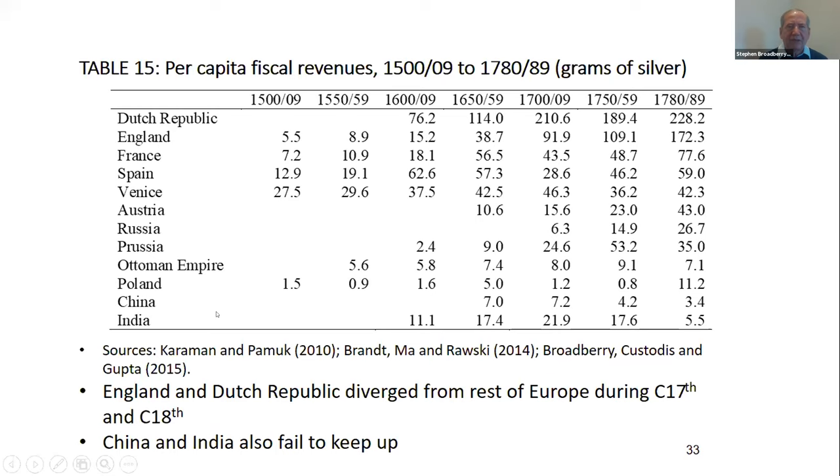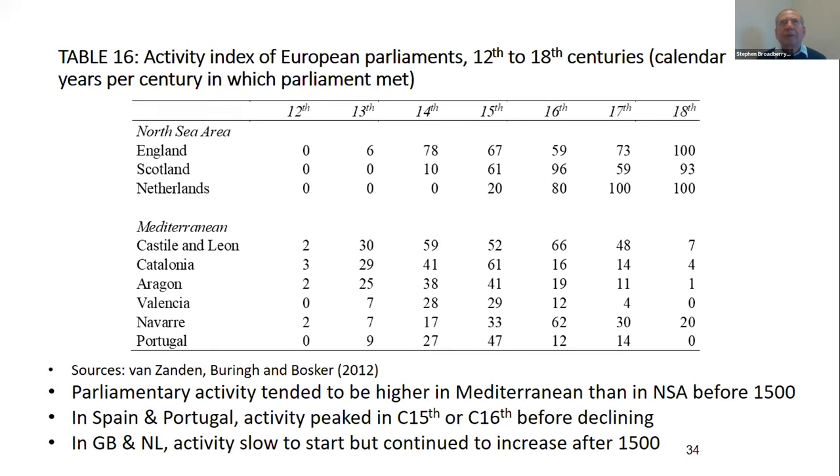We have some data on China here from Brandt, Ma, and Rorsky, and some work on India, showing you China and India also failing to keep up with Northwest Europe on fiscal revenues per capita. That's the fiscal state side.